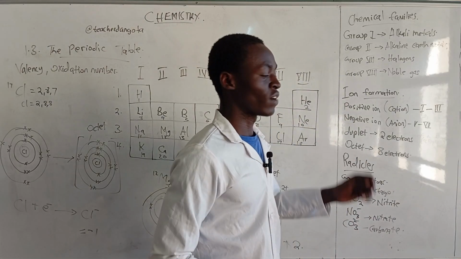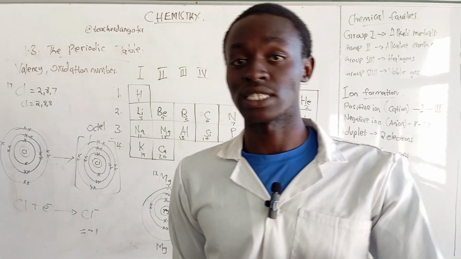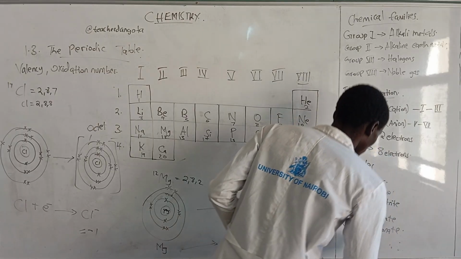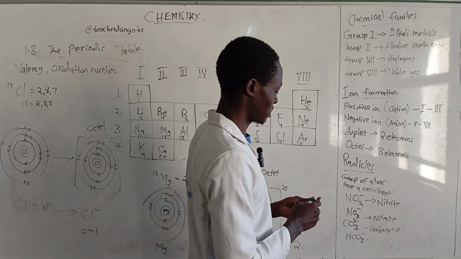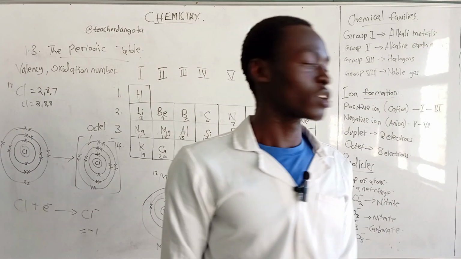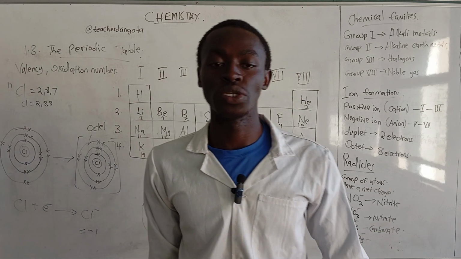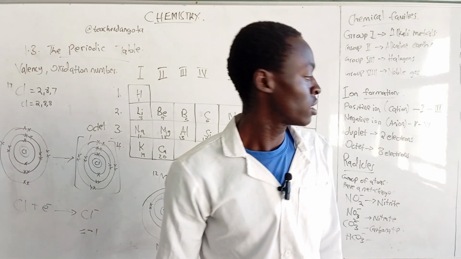So they are a group of atoms with a net charge, and when they take part in a reaction, they take part as a single unit. Those are just examples of them. That is hydrogen carbonate, just another example of the radicals. So radicals are simply a group of atoms with a net charge, and they act as a single unit during a chemical reaction.